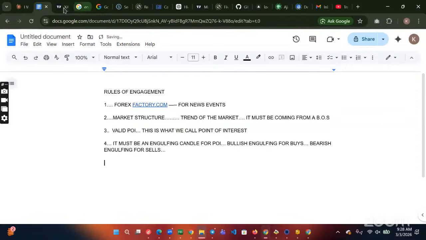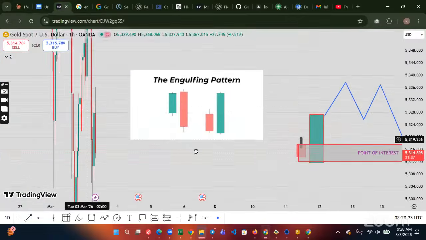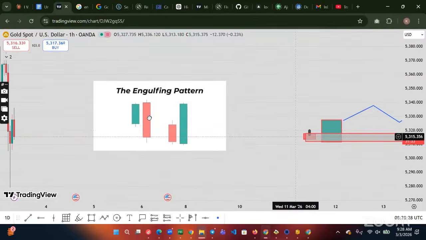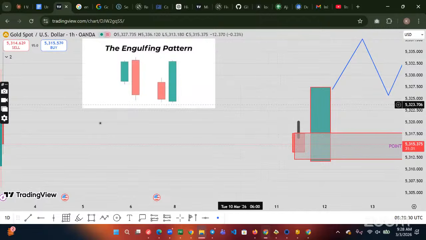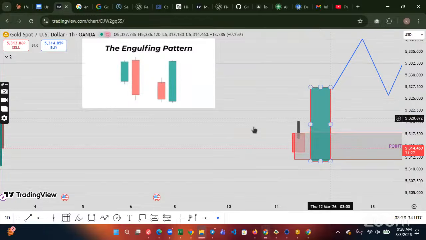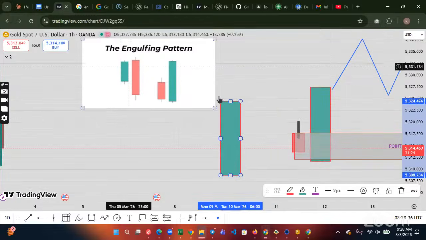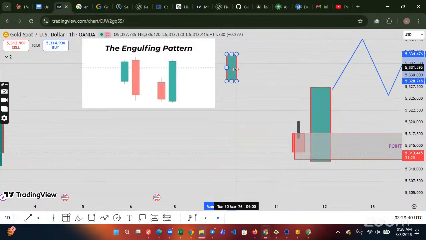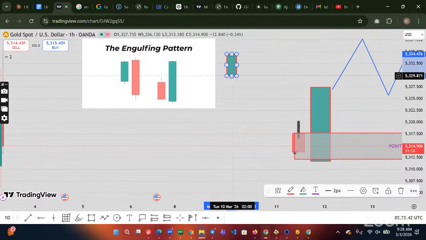The next thing I'm going to be doing is using a tool that helps me mark engulfing. Let me quickly show you what a bearish engulfing would look like. You already have it here, but let me just draw it for you. The bearish engulfing will look something like this.